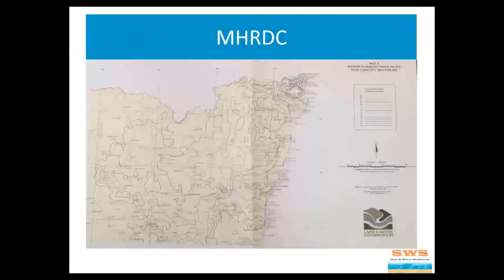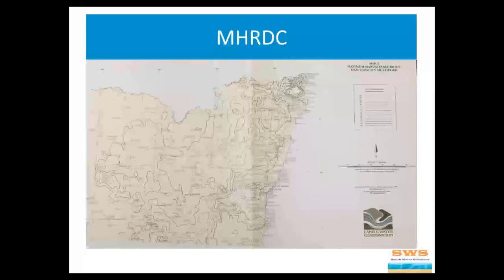Maximum harvestable right. This is an example of a map for the North Coast, and you can see the isobars or the contours on that map. Each of those represents a runoff coefficient. That runoff coefficient is used with the area of your property to work out your maximum harvestable right.